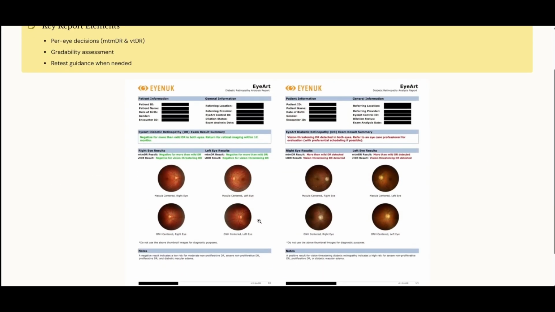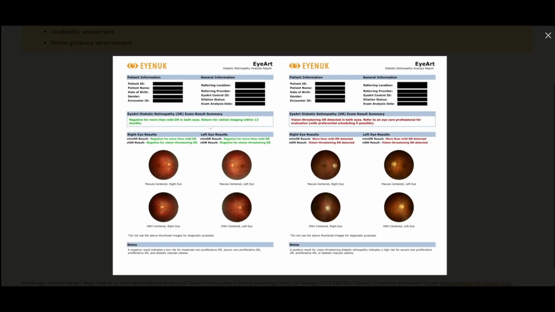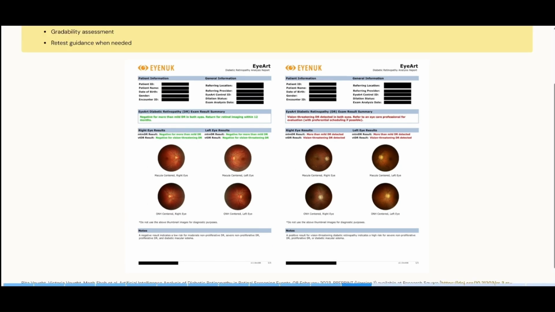This is a sample report sheet which shows two cases, one for no DR and another one where DR is detected. Each report includes patient details and a clear color-coded summary, green for no risk and red for risk, and per eye detail for more than mild DR and vision-threatening DR.